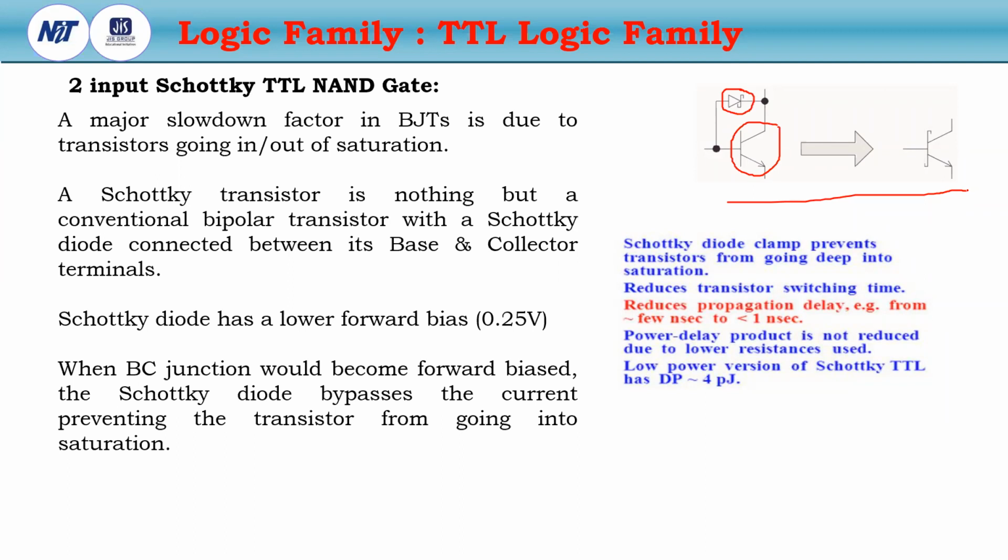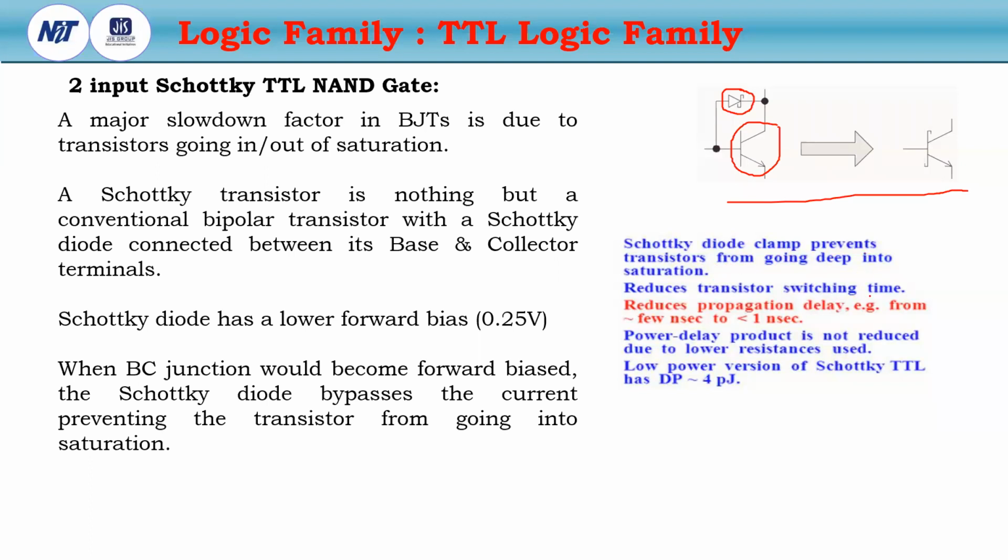When the base-emitter junction becomes forward biased, the Schottky diode bypasses the current, preventing the transistor from going into saturation. When this is on, it bypasses the current to prevent the transistor from entering saturation mode. The Schottky diode clamp prevents the transistor from going deep into saturation.